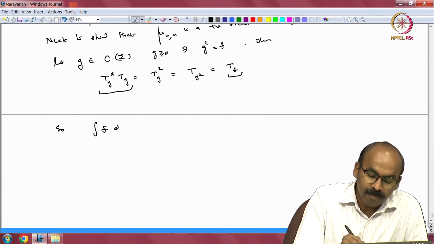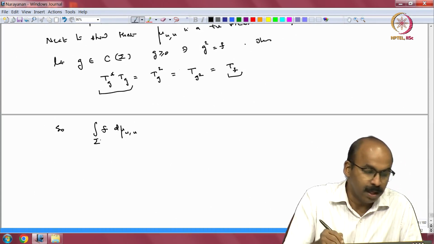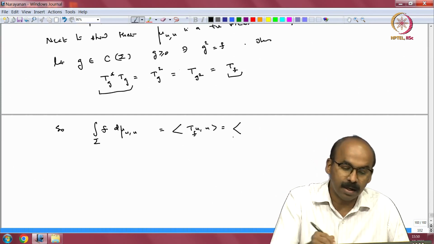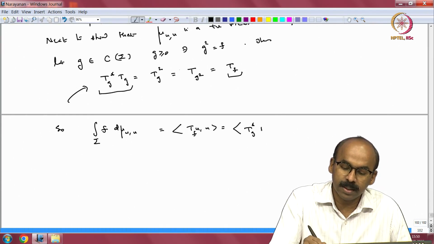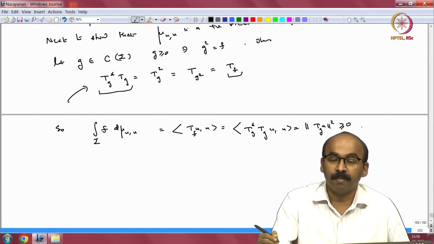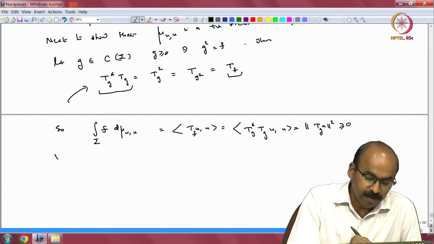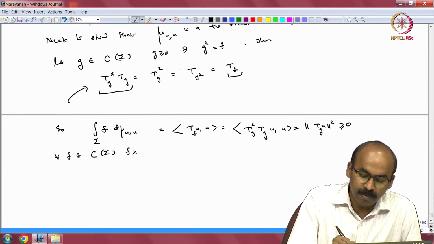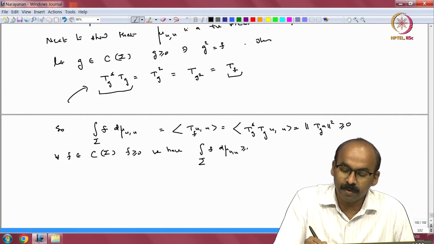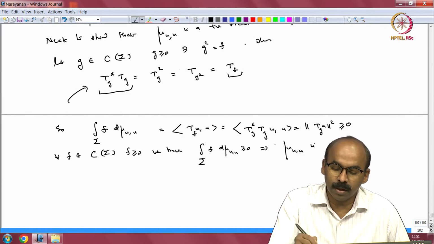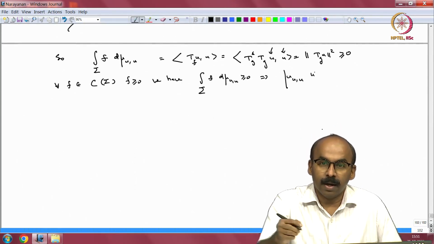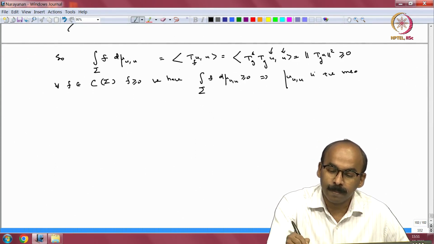So, the integral of f d mu_u over sigma is equal to the inner product of T_f u with u, which equals, well, I can write T_f as T_g star T_g, right. So, that is T_g star T_g u, u, but then this is norm T_g u square, okay, and that is positive. So, this is true for every f positive, right. So, for every f in C(sigma), f positive, we have the integral over sigma of f d mu_u to be positive. The u has to be the same in both places, that is why you have the norm T_g u square, right. So, mu_u is a positive measure, okay.